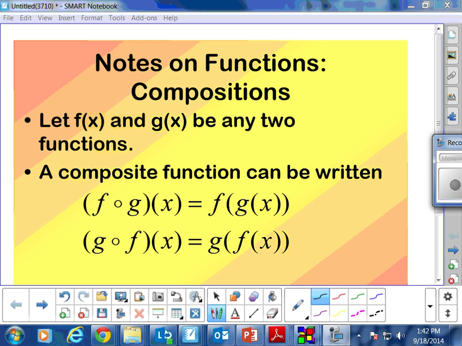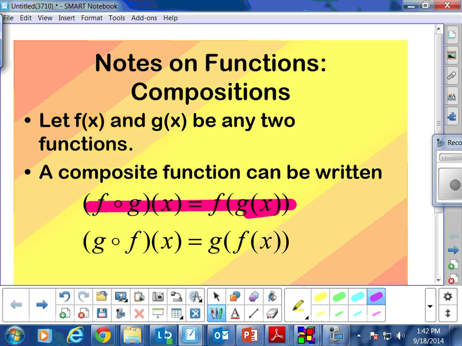First of all, it's going to be critical for you to memorize the bottom two parts of this, which explain how f∘g of x is really f of g of x, and g∘f of x is really g of f of x.